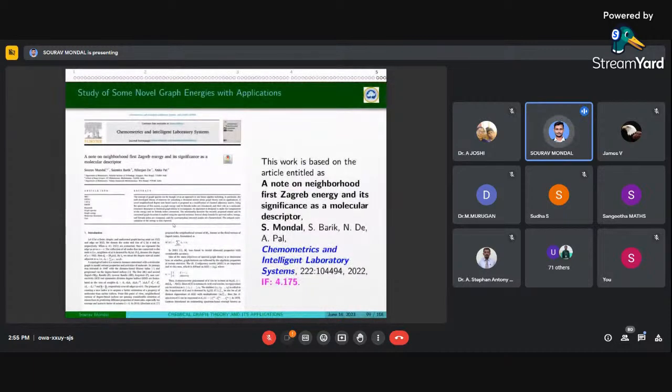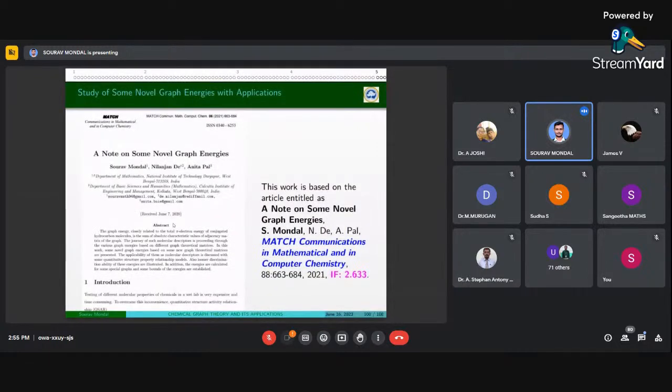His contributions were published in the Chemometrics and Intelligent Laboratory Systems and MATCH.